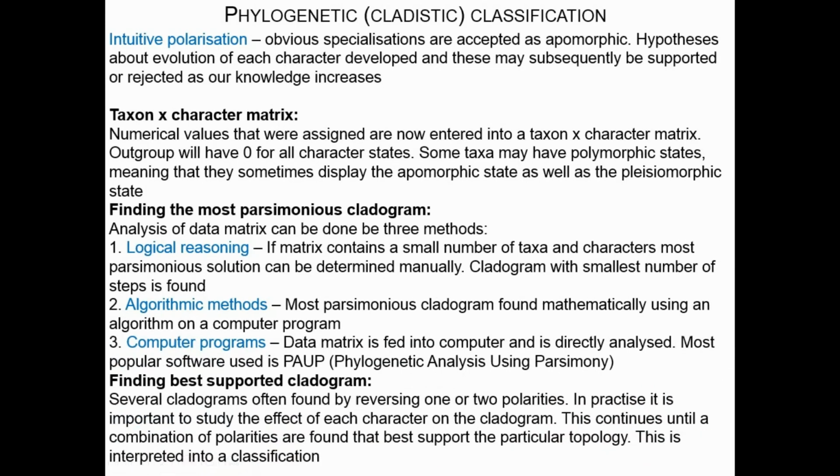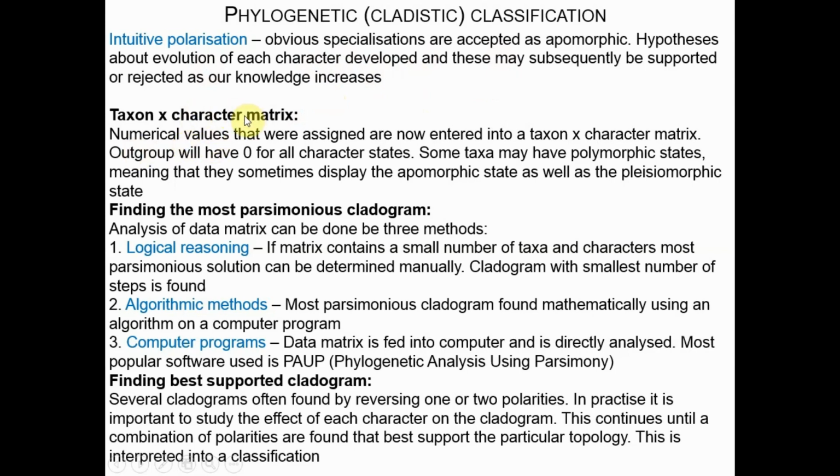So we will do intuitive polarization, and obvious specializations are accepted then as apomorphic or derived. And normally hypotheses of each and every character are drawn up so that we understand the transformation series that we are building.